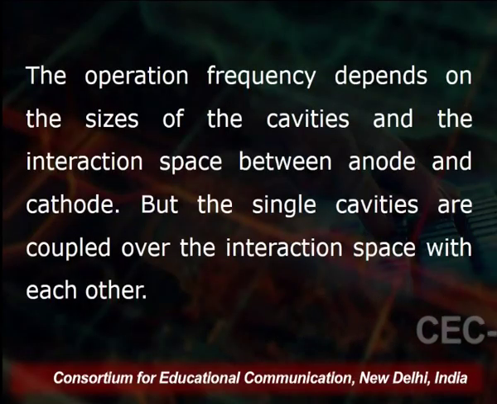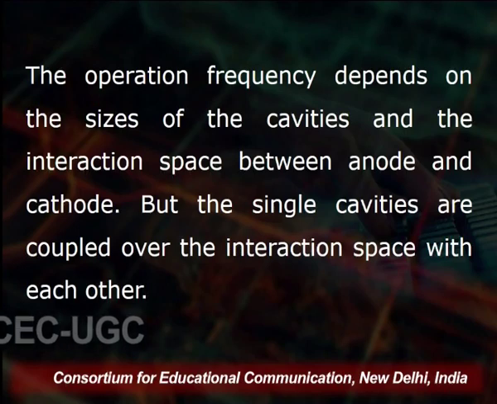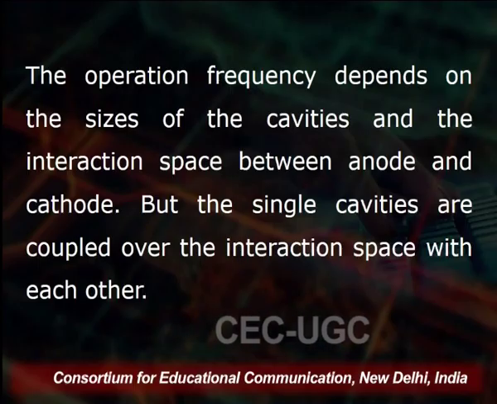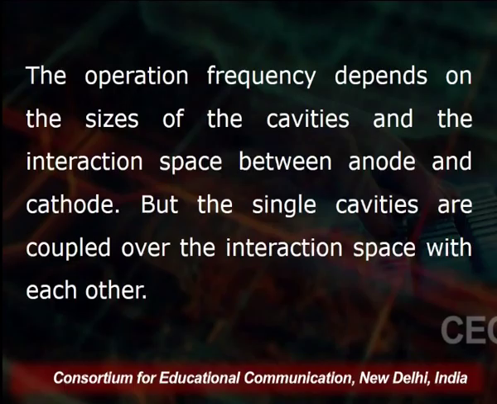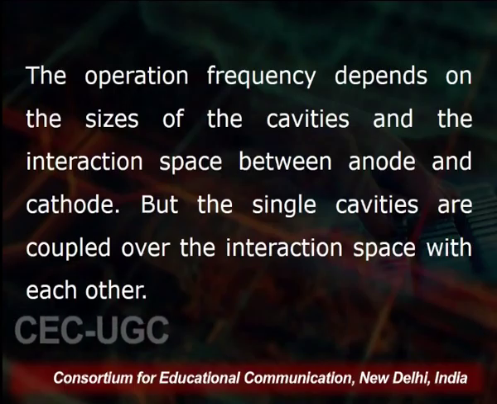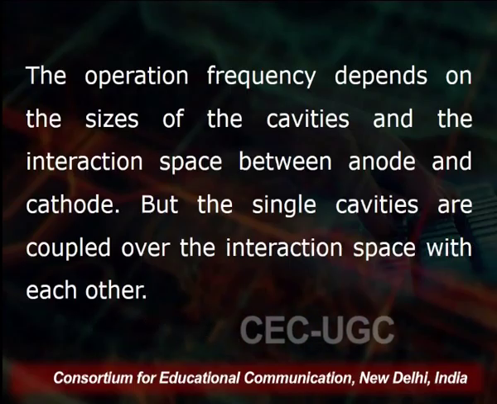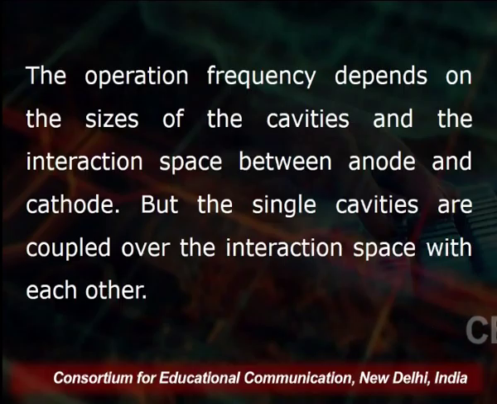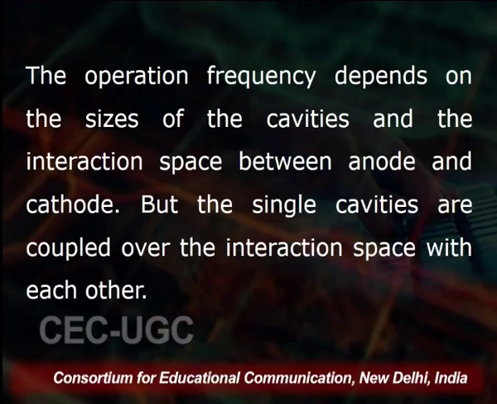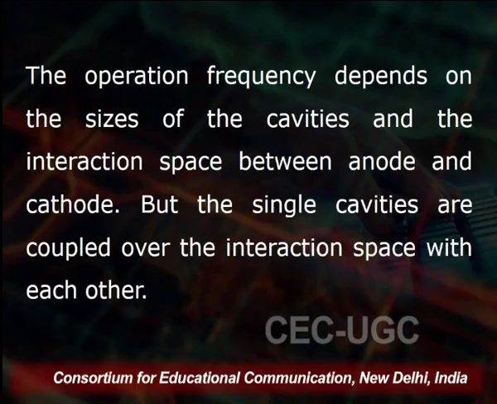And apart from this, the operation frequency depends on the size of the cavity and the interaction space between the anode and cathode. For the generation of the DC field to the AC field, the operating frequency of this magnetron depends upon the size of the cavities and the interaction space between the anode and the cathode. It means whenever we change the size and the interaction between the cathode and anode, the frequency will change. So whenever we require a frequency change, we change the size of the cavity as well as the interaction space between the anode and cathode.